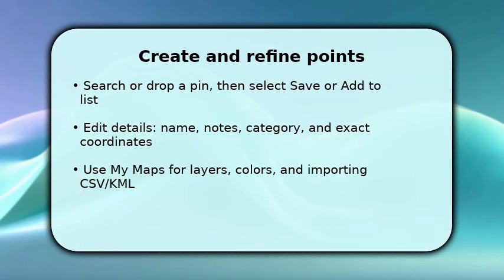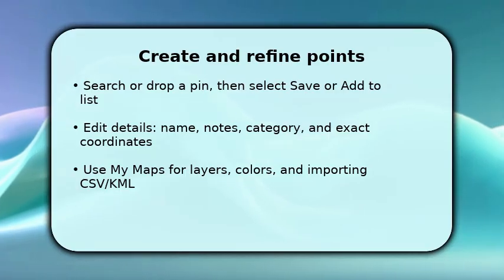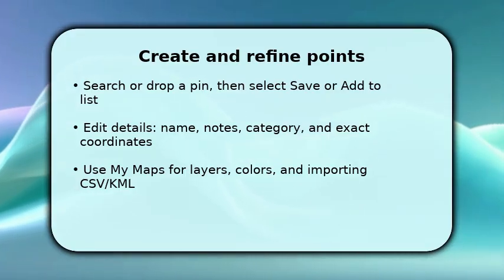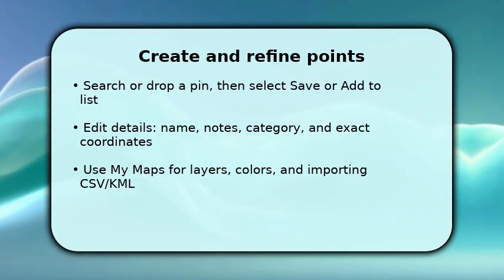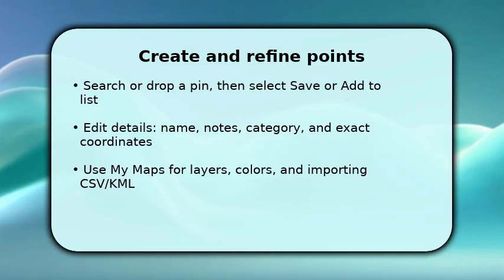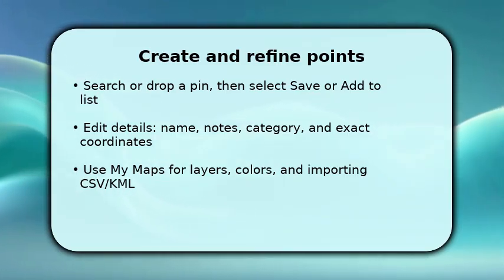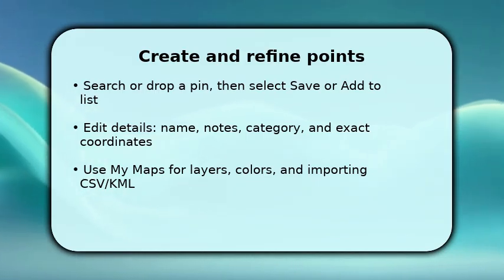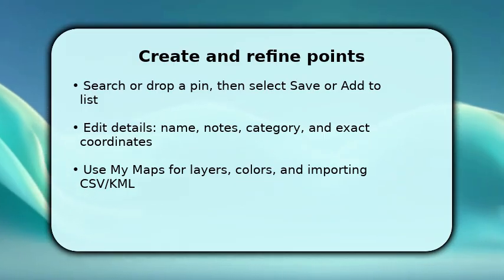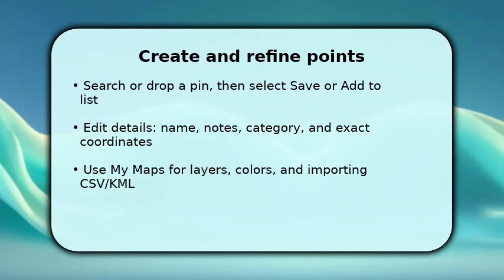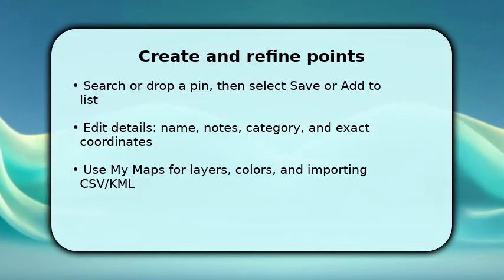You now create and refine points by searching a place or dropping a pin. Tap Save or Add to List to keep it. Once saved, edit the name, add descriptive notes, choose a category, and correct coordinates for precision, because clean metadata makes sharing useful. If you need multiple categorized points, use My Maps. Create layers, pick colors and icons, and import CSV or KML files to bulk add locations. Make sure to regularly sync so edits persist across devices.